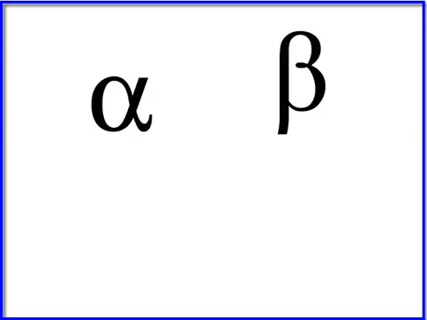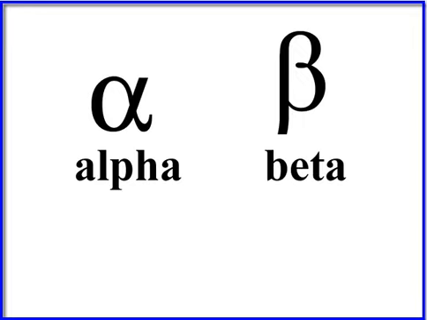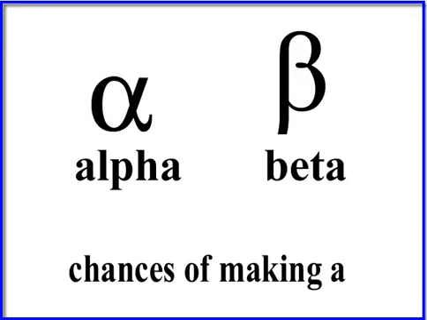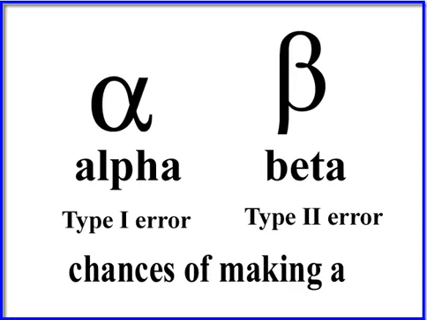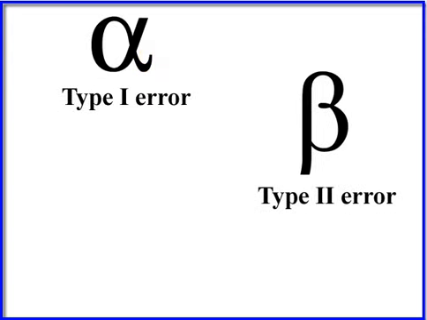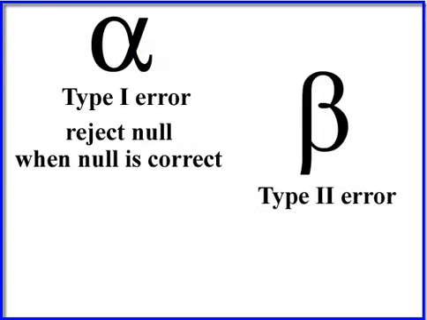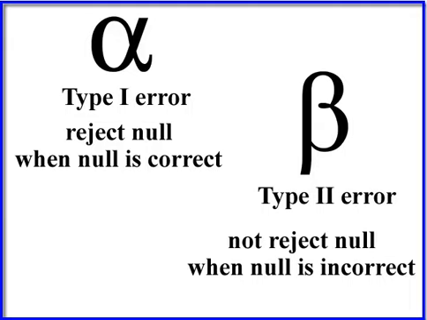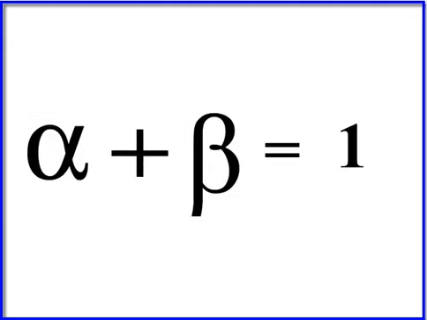So, we know what alpha is, we know what beta is. Alpha is the chances of making a type 1 error. Beta are the chances of making a type 2 error. Now remember, if you make an error, it has to be one or the other. So type 1 error, again, is when you reject the null when you shouldn't have, where the null is actually true. Type 2 error is just the opposite, where you fail to reject when you should have.